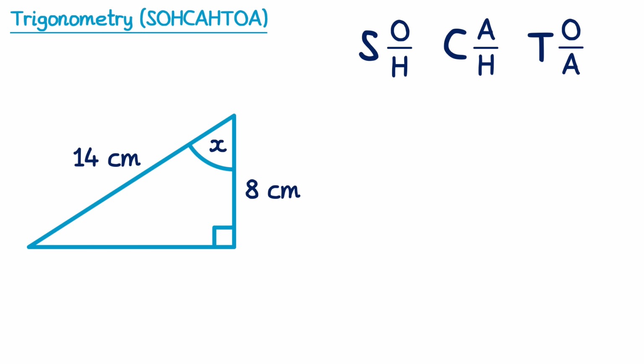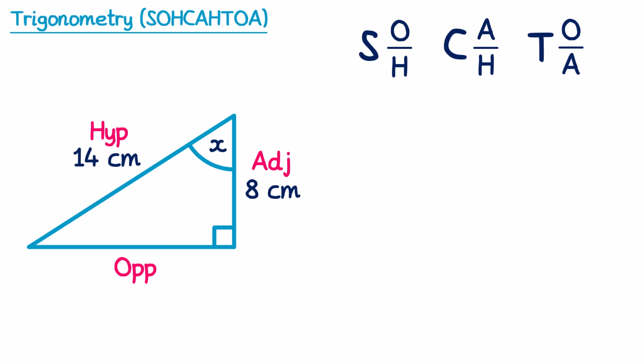Sometimes in the questions, it won't be a side that we're finding. In fact, in this one, it's the angle that's missing. And we do this in a slightly different way. So we're going to start by labelling the triangle as normal. The 14 over here is the hypotenuse. The one opposite the angle is the opposite. And the remaining side is the adjacent.